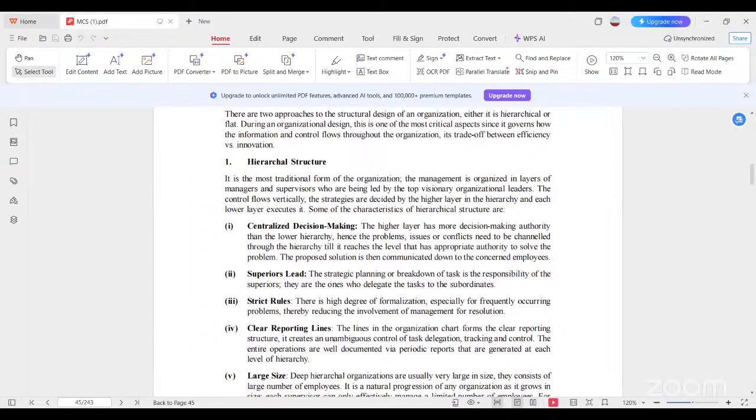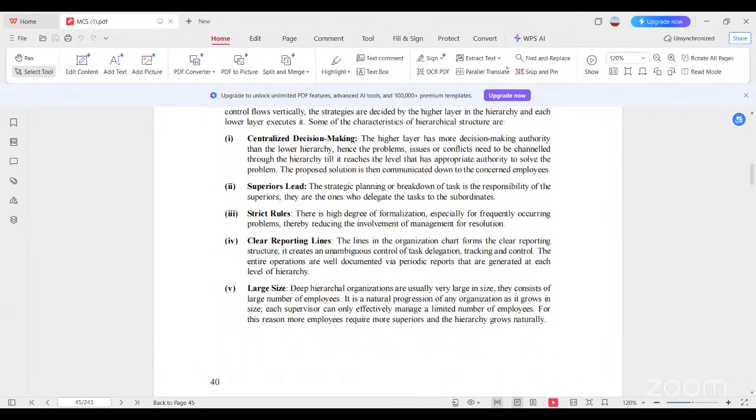Next is clear reporting lines. Okay. In this, each employee will have an immediate superior. And the reporting relationships are clearly defined at each and every level. The task, the authority, and accountability are unambiguous in nature. Like in a college, a lecturer will report to the HOD, and the HOD will report to the principal. The lecturer does not bypass the HOD, right? So here, this particular hierarchy will try to avoid confusion and conflict.